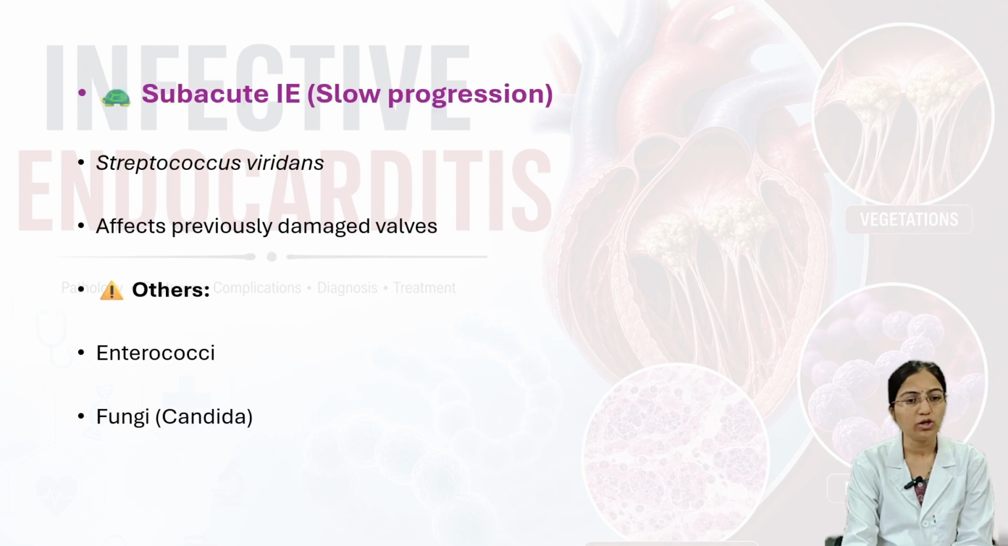In subacute infective endocarditis, there is slow progression. The main cause is Streptococcus viridans, and it affects previously damaged valves. We can also see others like Enterococci and also fungi, like Candida.